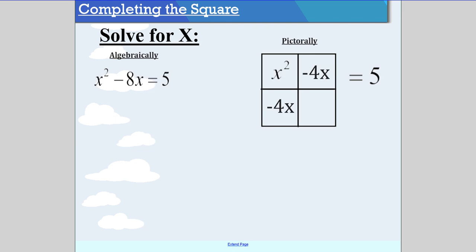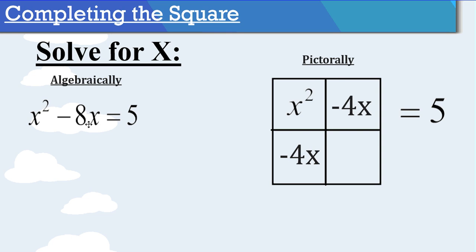Let's try one more, then I believe I'll have you try one, and that'll be it. So let's try this one. X squared minus 8x equals 5. If I tried to solve using square roots and added the 8x over and then took a square root, all things would get stuck. It would come to a screeching halt. So I need to manipulate the equation to get a perfect square.